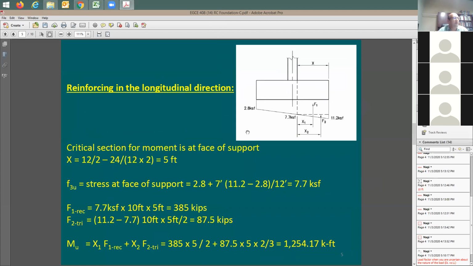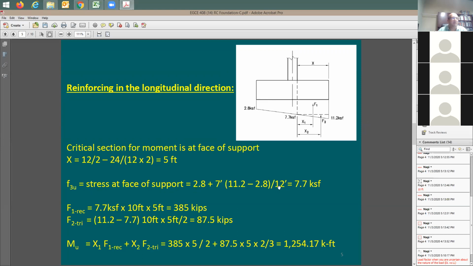All right. So I'm taking the same section again, same elevation. I have two forces. I was able to find out here the distance x, and this distance x is going to be equal to the total length, 12 feet, you subtract the column, divide by 2. You have here 5 feet. And then F3 ultimate, which is 7.7. I'm showing here how you find 7.7.